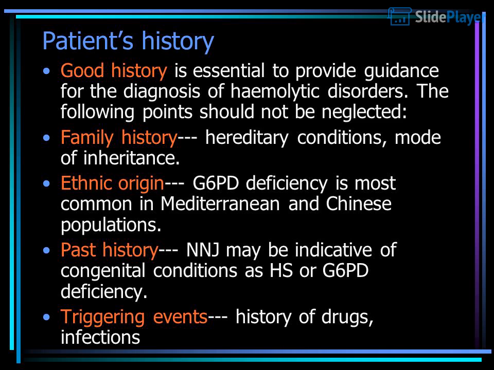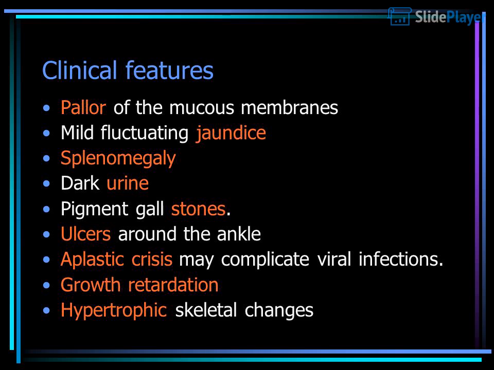Past history: neonatal jaundice may be indicative of congenital conditions such as HS or G6PD deficiency. Triggering events, history of drugs, infections. Clinical features: pallor of the mucous membranes, mild fluctuating jaundice, splenomegaly, dark urine, pigment gallstones, ulcers around the ankle.